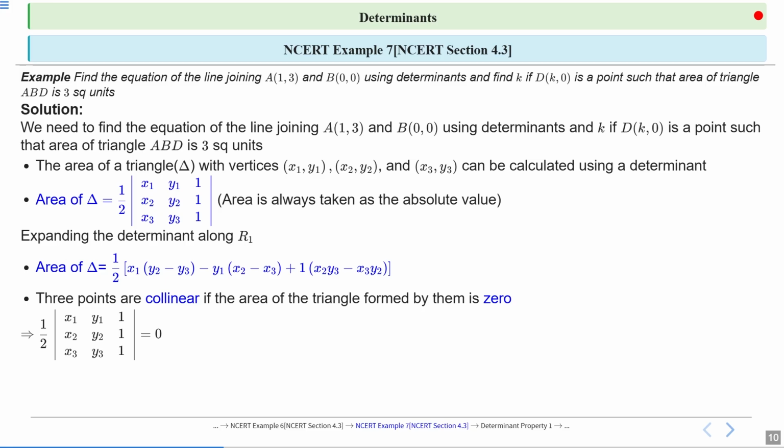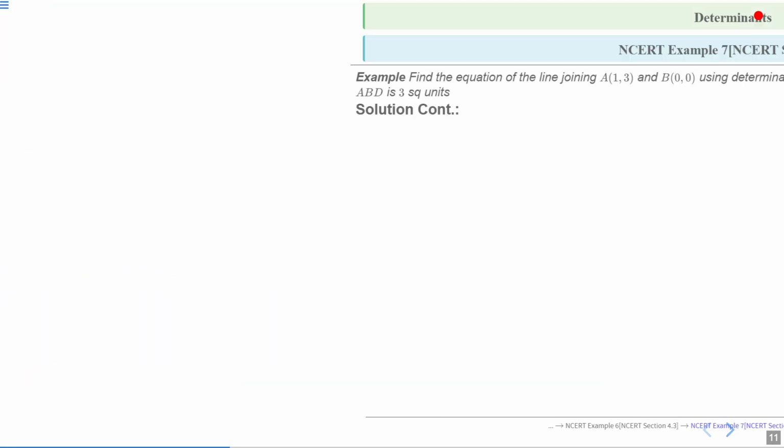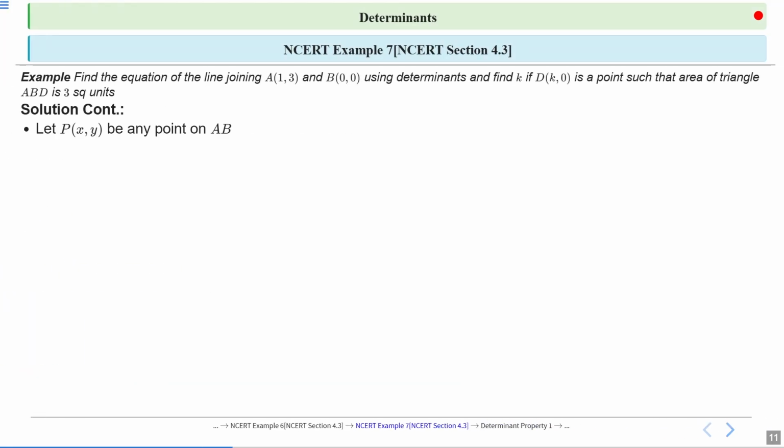Okay, that is the condition for collinearity, that is, 1 by 2 into the determinant of x1, y1, 1; x2, y2, 1; x3, y3, 1 is 0. So when we use this concept, let's consider another point on the line AB, that is P (x, y). Then the area of triangle ABP is 0. Why? Because all three points A, B, P are present on the same line.